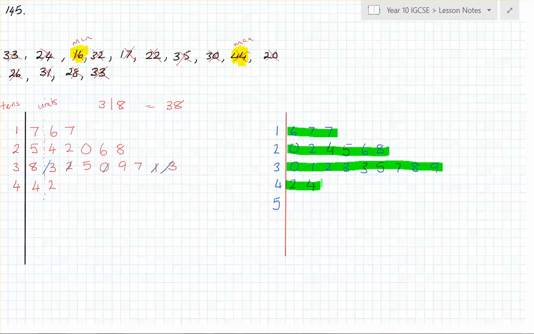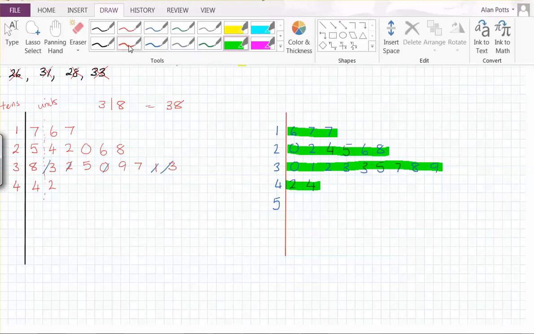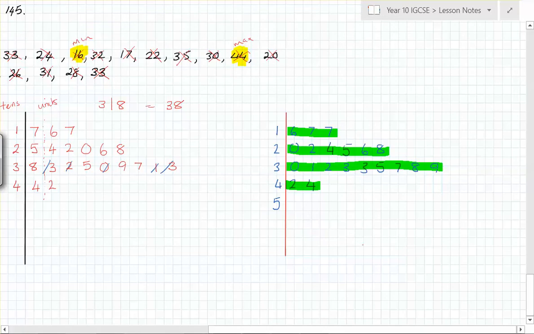So, if I asked you certain questions about this, for instance, what was the minimum score from that stem and leaf diagram, where would you look? 16. So there's the minimum. Minimum is 16. The highest, the maximum, would be 44 at this end of the stem and leaf diagram.